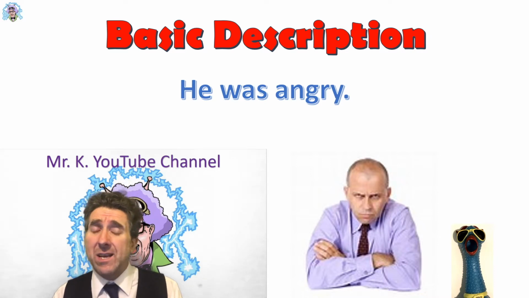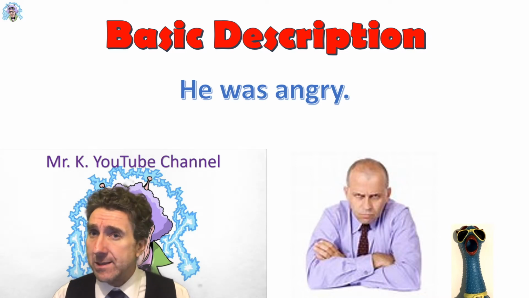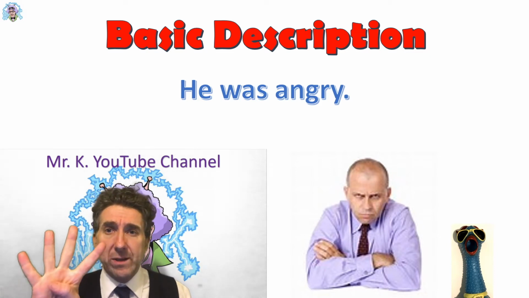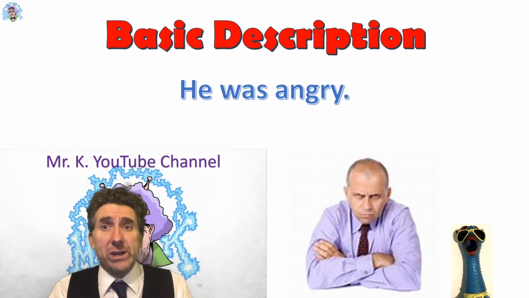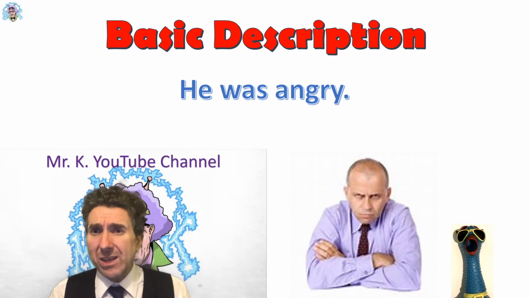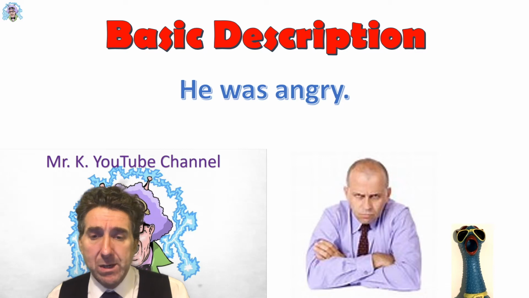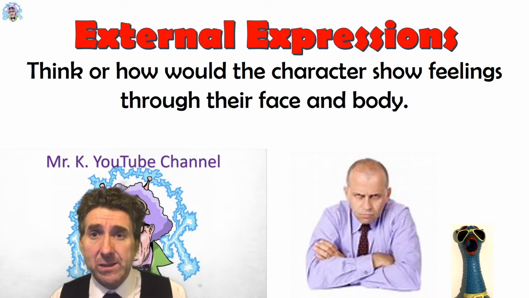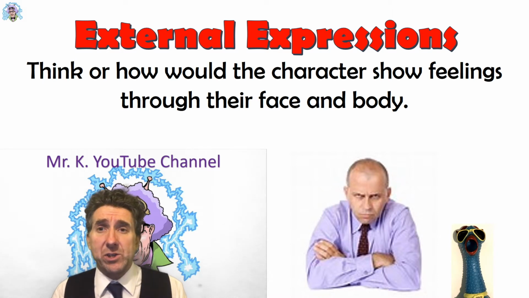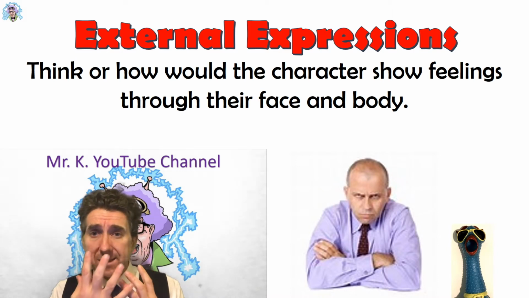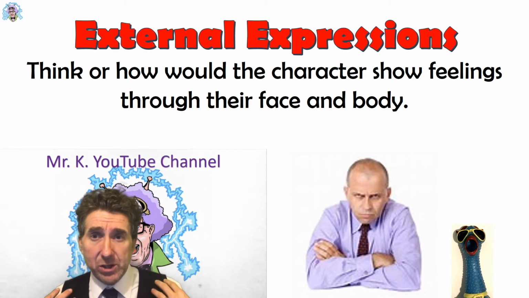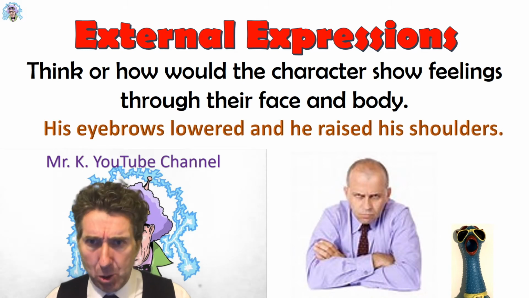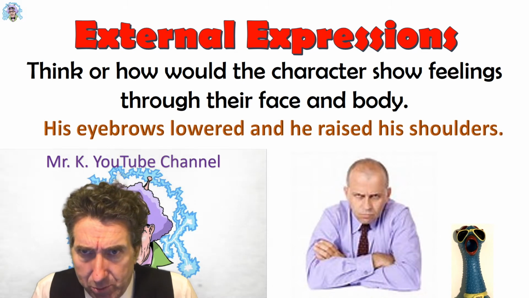The reason is because you're not really engaging the reader's imagination. Now let's look at 4 more methods that actually engage your reader's imagination even more and make your story a little bit more enjoyable. So another way to communicate the way a character's feeling is to talk about the external expressions or the way their face looks and their body language. Okay, I'll give an example here. So his eyebrows lowered and he raised his shoulders.